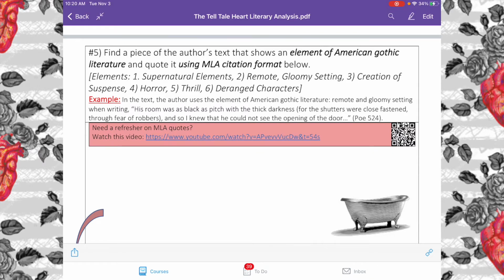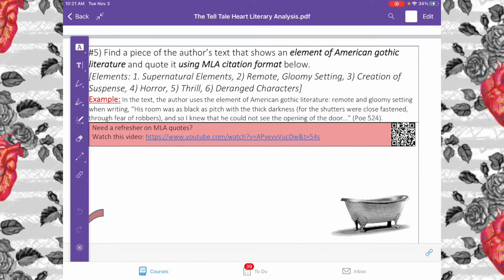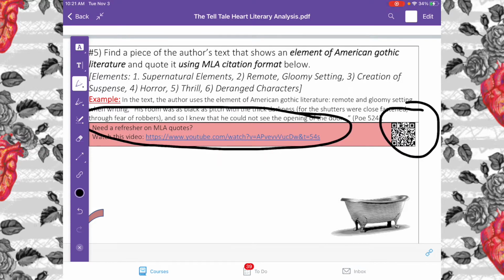His room was black as pitch with a thick darkness, for the shutters were closed, fastened, through fear of robbers. And so I knew that he could not see the opening of the door. At the very end, I have my citation of the author's last name and page number. If you need a refresher on MLA quotes, make sure you're using the resources I'm providing you. I have a video right here, and a QR code right here, that go through the different pieces of MLA quotations.